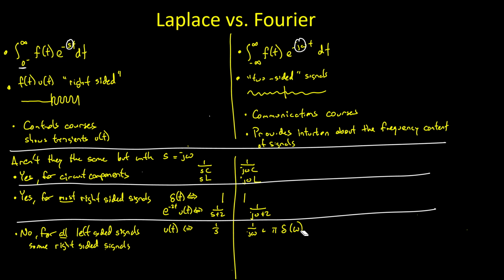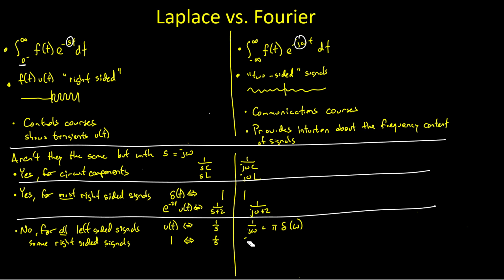multiplied by an impulse. A two-sided signal, like 1, something that's 1 everywhere, well, in the Laplace domain, it only picks up the right side of that since it starts integrating at 0, so therefore it has the exact same Laplace transform as u of t, but it has a very different Fourier transform.